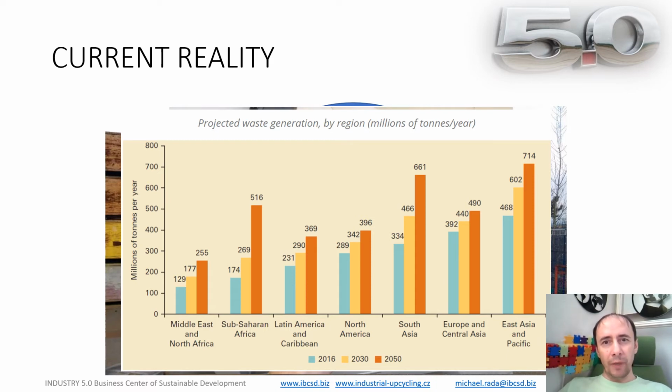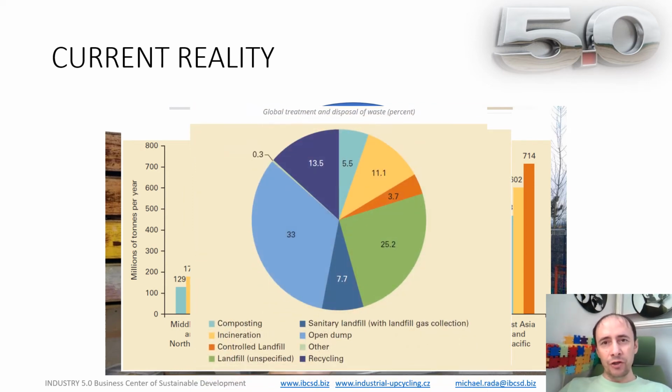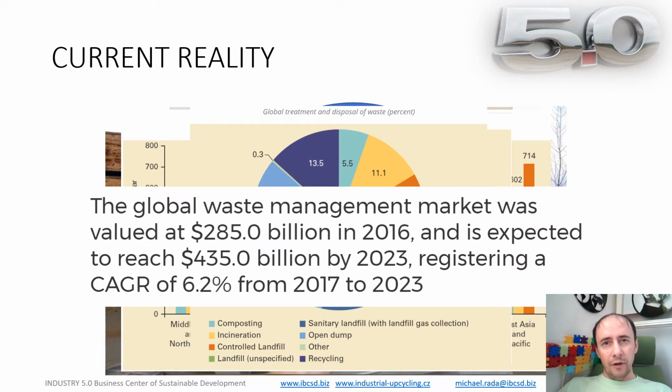We listen to the words of the World Bank, which says that till 2050 the volume of waste will grow. In some regions it will triple. Despite the fact that almost all the material is usable, only 13.5% is really utilized or recycled. And this is because waste is treasure for the waste industry, which became the third most profitable industry in the world, and it's expected that it will become the second. Valuated at 285 billion in 2016, it is expected to be valuated at 435 billion in 2023.